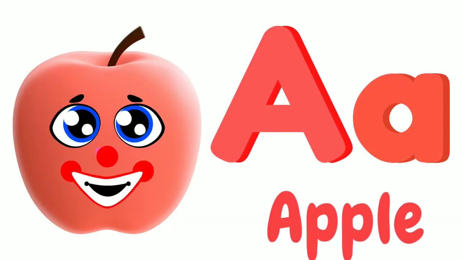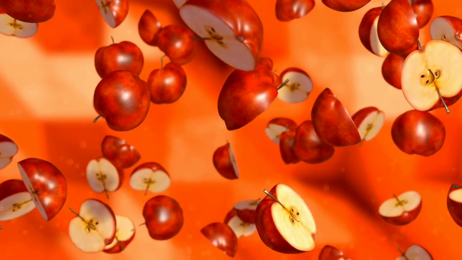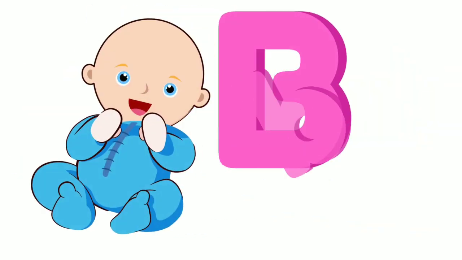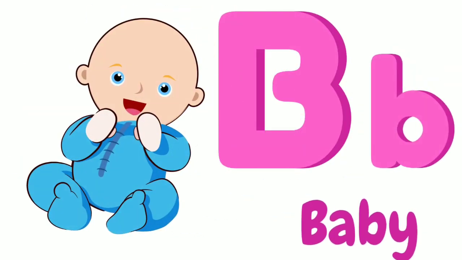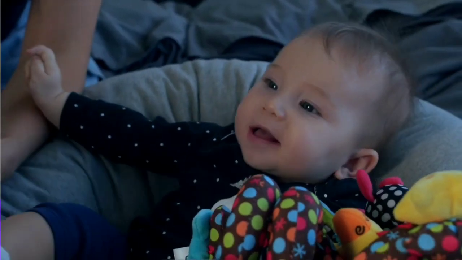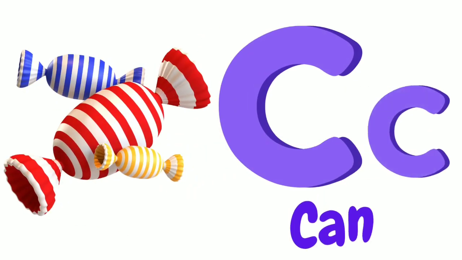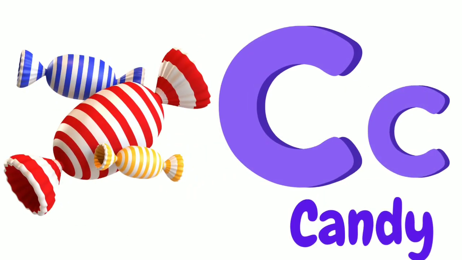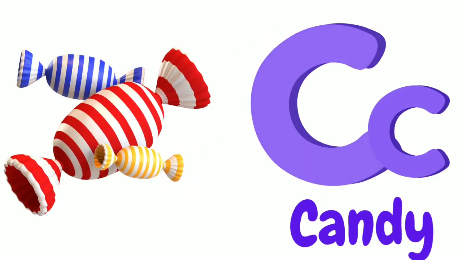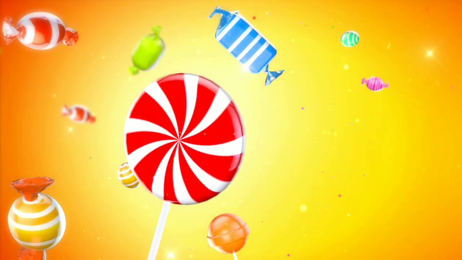A is for apple, apple, apple. This is an apple, apple, apple. B is for baby, baby, baby. This is a baby, baby, baby. C is for candy, candy, candy. This is the candy, candy, candy.